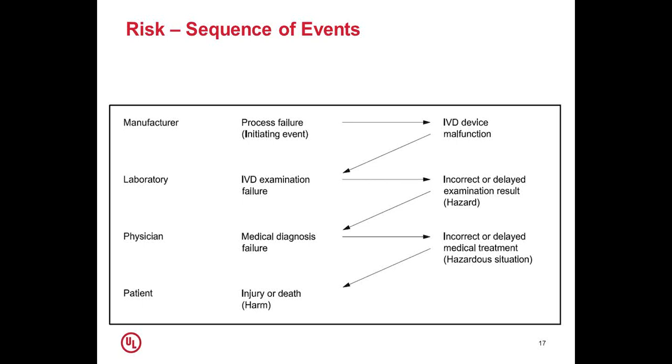For example, if the blood glucose which is measured is within the acceptable range, then there could be a delay in the treatment, or if the glucose meter shows a high reading, then that could be an incorrect or delayed medical treatment, which results in another situation: patient injury or death. It depends upon the severity of the hazard.